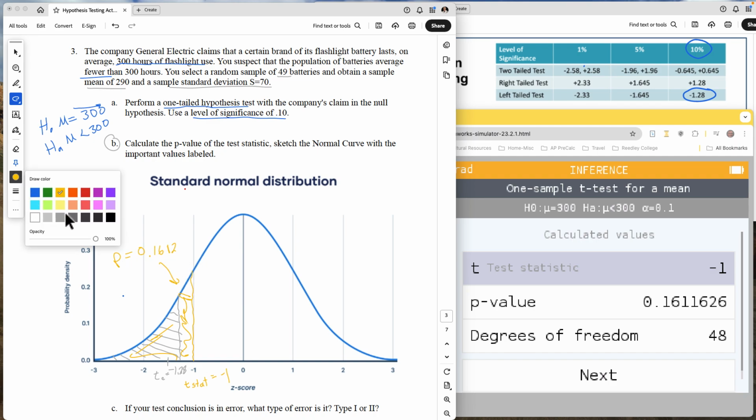We'll switch back here to gray. The alpha area is 10%, 0.10. And so we see our p-value is bigger than the alpha, so we fail to reject. P is greater than alpha, fail to reject.